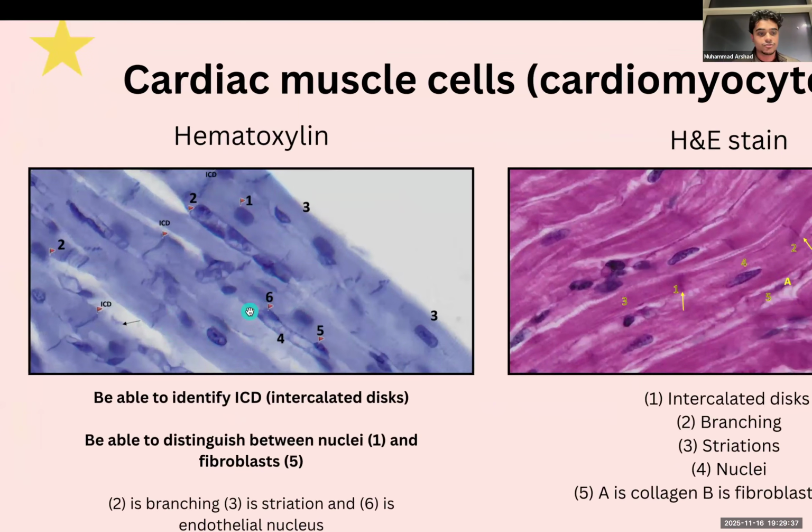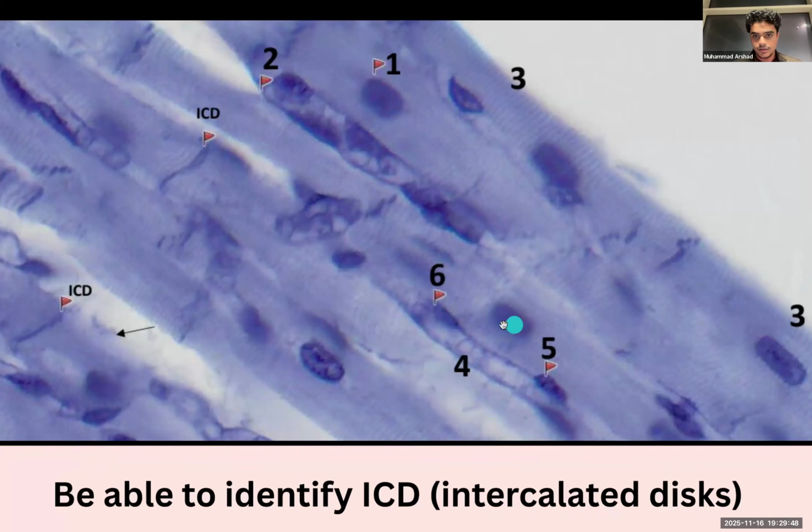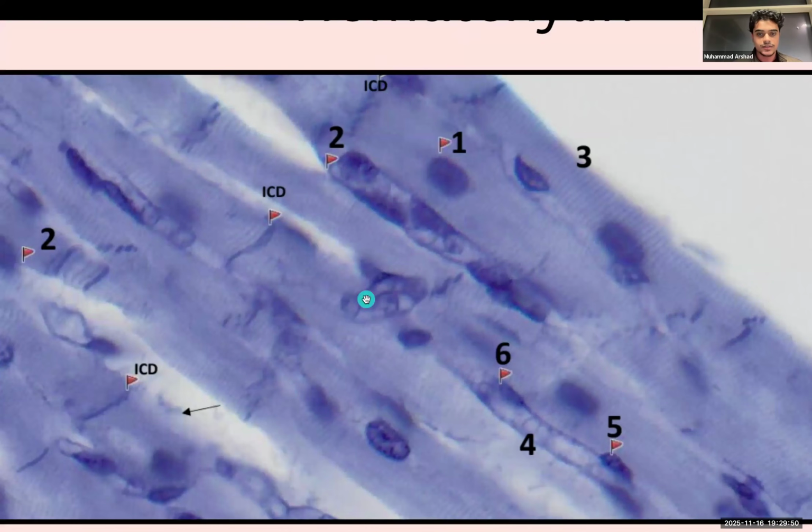So first of all, and this is extremely high yield, you need to be able to identify where the intercalated discs are. So let's zoom in a little bit. This is an intercalated disc. This is an intercalated disc. There aren't any more on this. This is an intercalated disc.